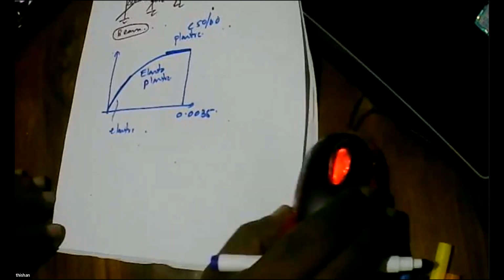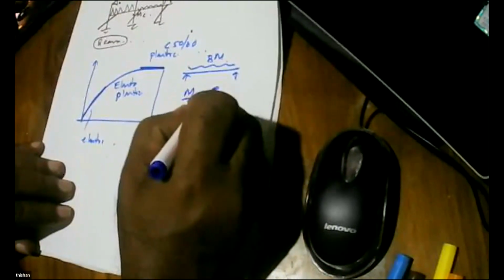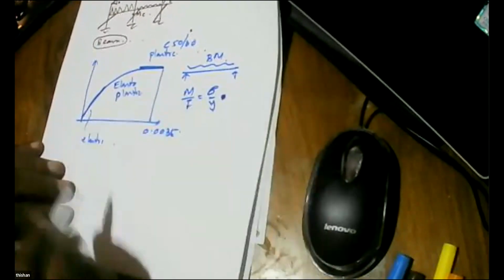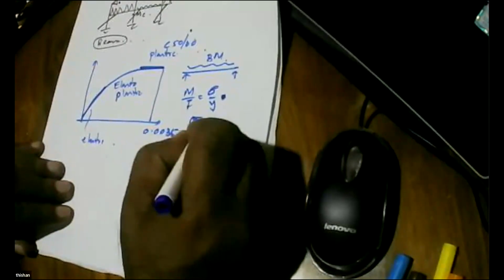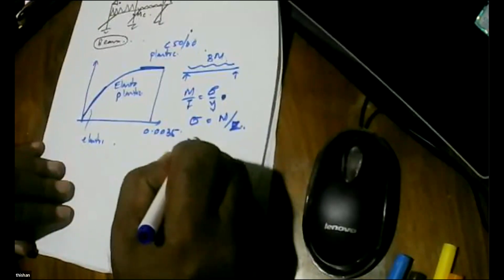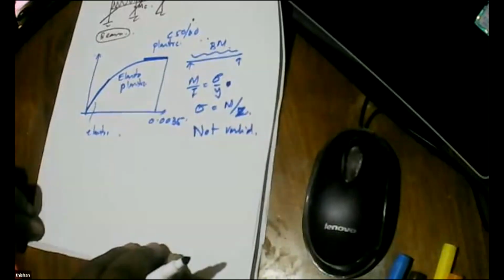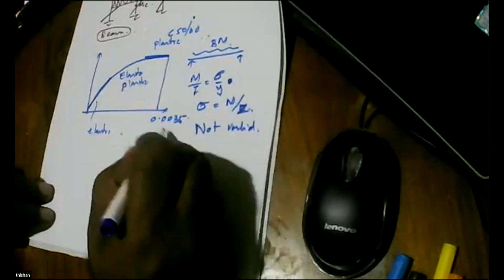So let's take a beam. And if you take a steel beam, apply the load, find the bending moment. Sigma is equal to M y over I is valid. Now these are not valid for concrete. Why? Concrete is cracked. So it's a cracked material.